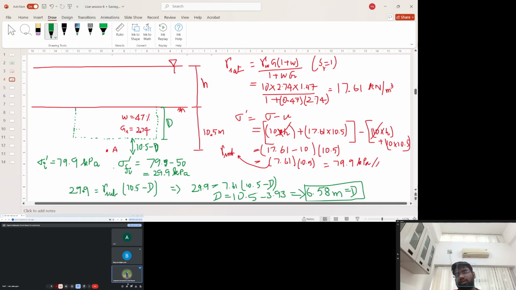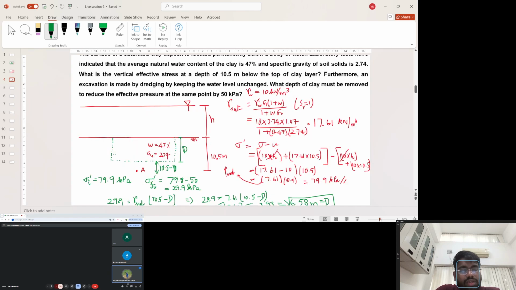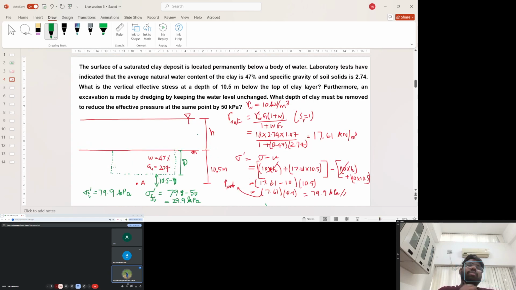Understood? So in order to get an effective stress of 29.9 kilopascal at the point of interest, that is point A, the amount of depth for which the soil has to be dredged is 6.58 meters. So this example is to give another dimension for the application of effective stresses.